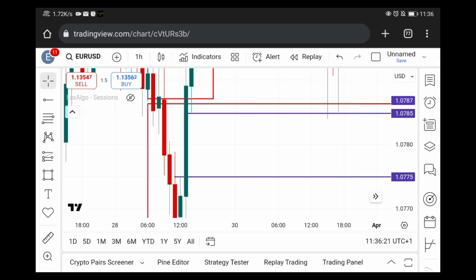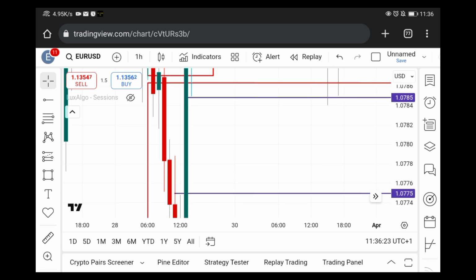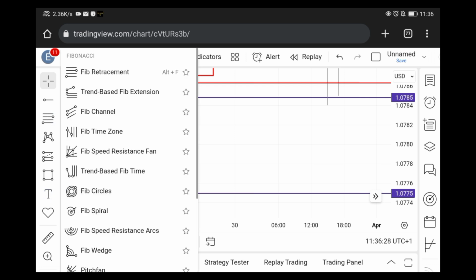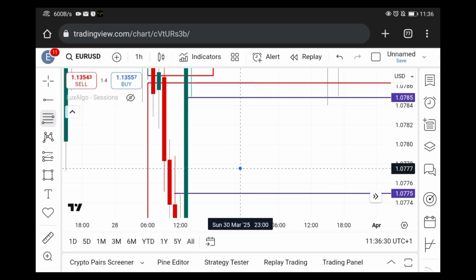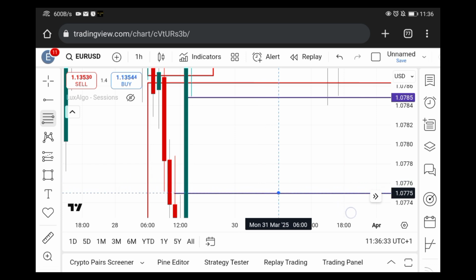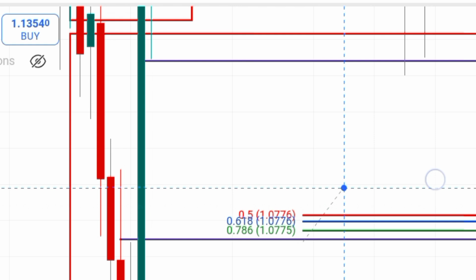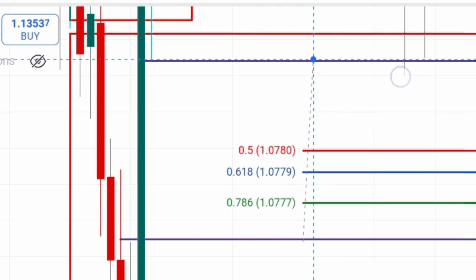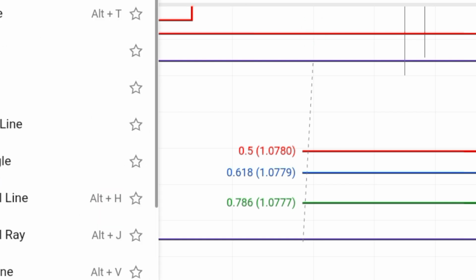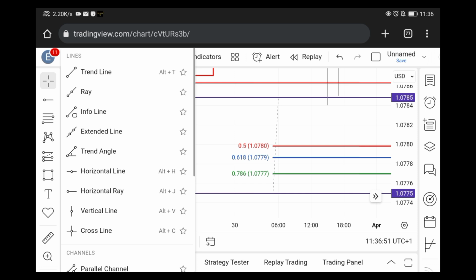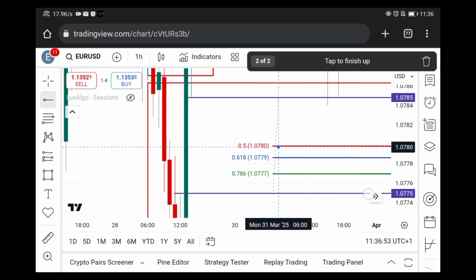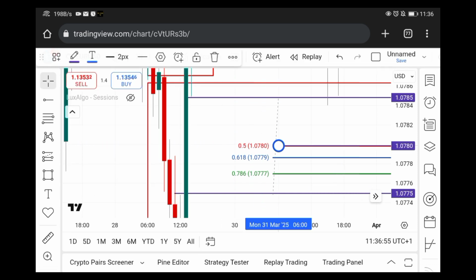I'm going to measure 50% of this imbalance and I'm going to wait for market to come in. How will I do that? I'm going to pick my Fibonacci retracement tool. Since this is a buy scenario, I'll mark it from the wick of the imbalance candle to the wick of the other imbalance candle. Then 50% will be my entry. So I'll mark out my 50% of this. This red line here happens to be my 50%.